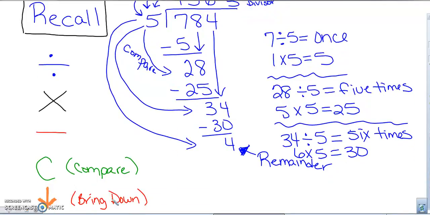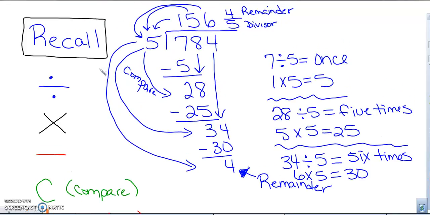The next step is we bring down the next number, which in this case was an 8. And we begin the 5-step process all over again. 28 divided by 5 is 5. We then multiply the 5 times 5, get 25, subtract, compare this with this, bring down the next number, and begin again. 34 divided by 5 is 6.